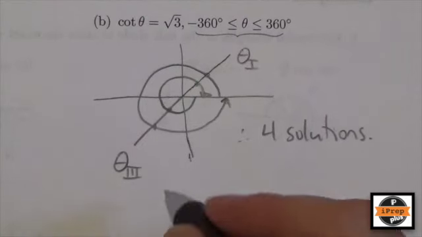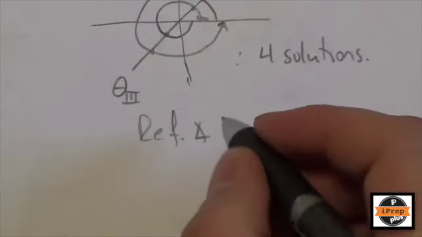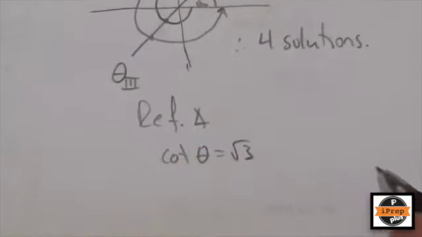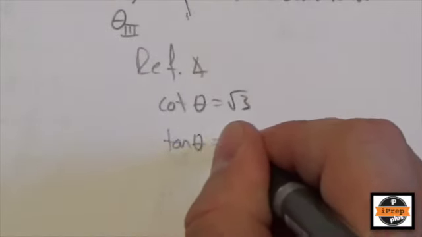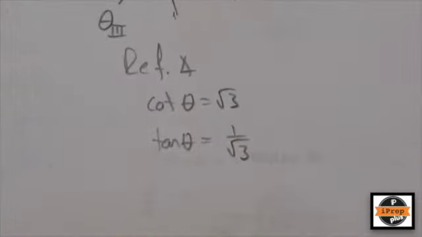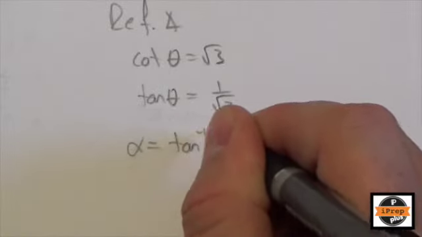So I'm going to go back now. We're going to look for the reference angle. Okay, I've got that the cotangent of theta is equal to root 3, but you know what? I don't really want to use that. So I'm going to reciprocate both sides to convert it to a trig function that I'm happier with. So the tangent of theta is supposed to be 1 over root 3. My reference angle will be the inverse tangent.